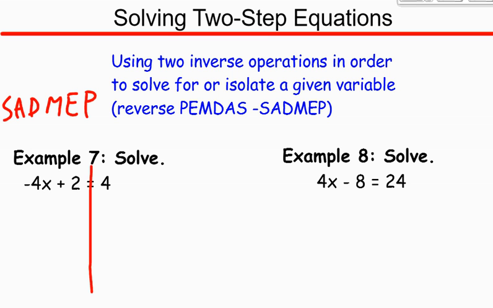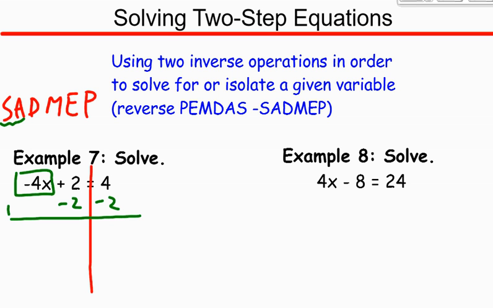PEMDAS. So the first thing I have to look for is any addition or subtraction that's being done to my x. So my x term is here. That's the thing I want to get by itself. I can see that 2 is being added to that term. So I want to get rid of that adding 2 by subtracting 2 from both sides.